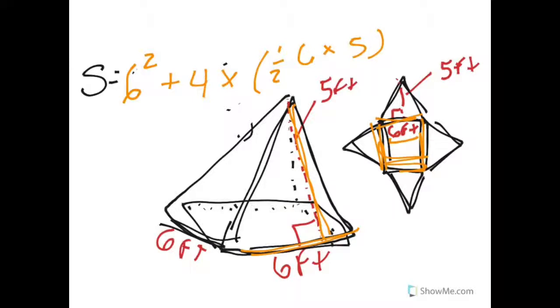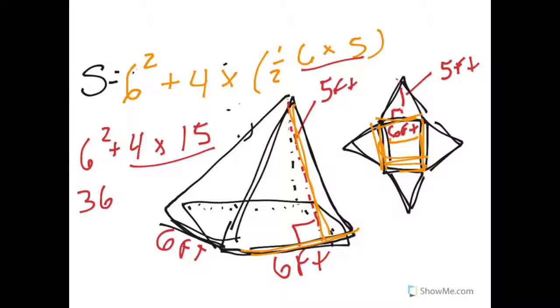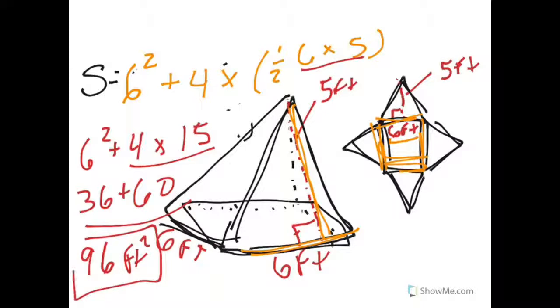All right, let's look at this. 6 times 5 is 30. 1/2 of that is 15. So I end up with 6 squared plus 4 times 15. Okay, 6 squared I know is 36. 4 times 15 I know is going to be 60. Now I'm just down to adding. 60 plus 36 gives me 96 feet squared. So that is the surface area of this particular pyramid.